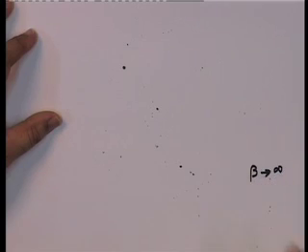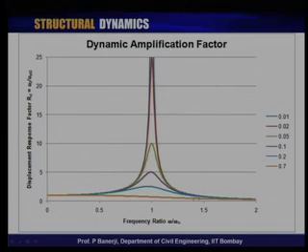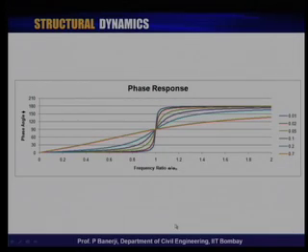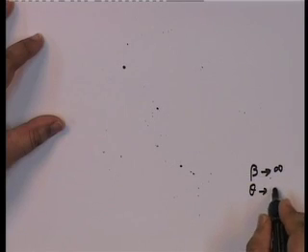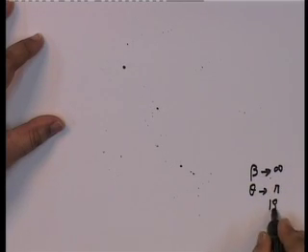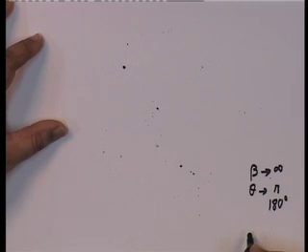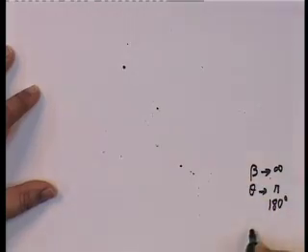which is when beta tends to infinity. As beta tends to infinity, what happens? Let us look at it. Phi tends to pi, or 180 degrees, and we will see what happens to D.